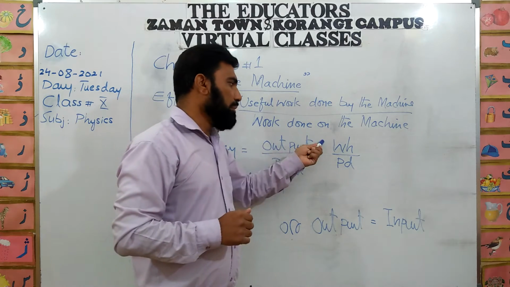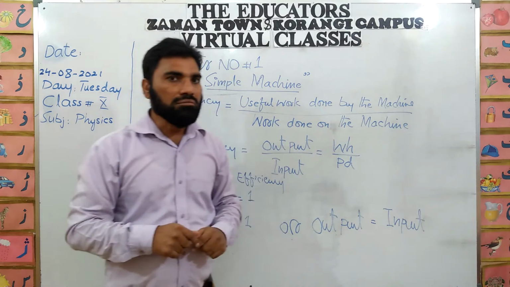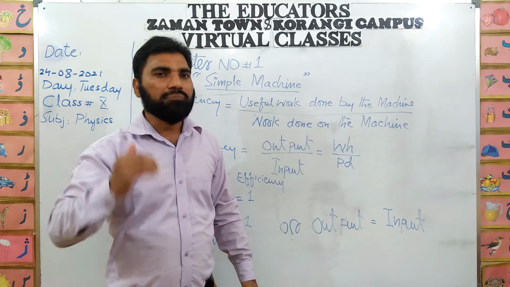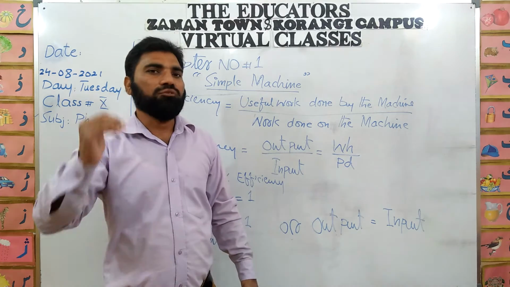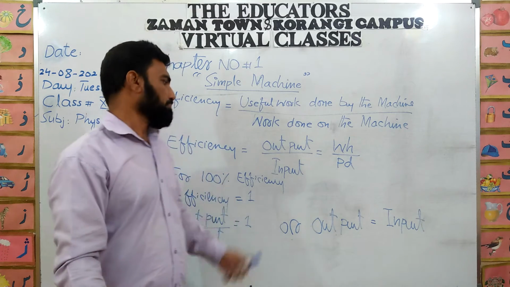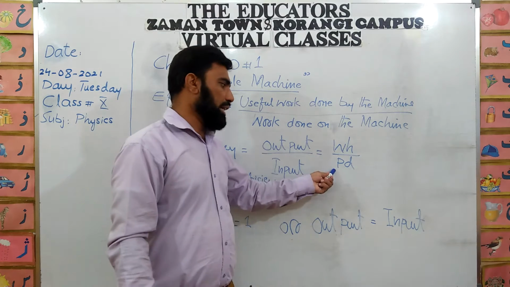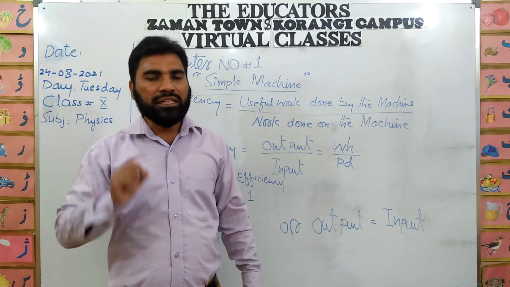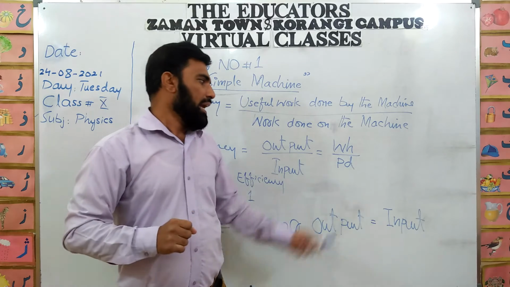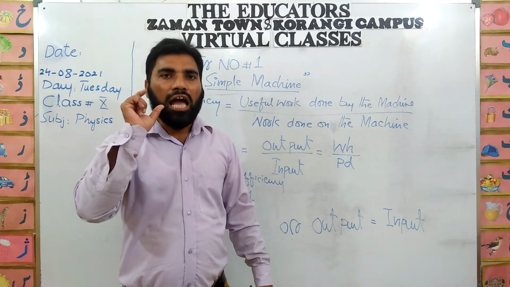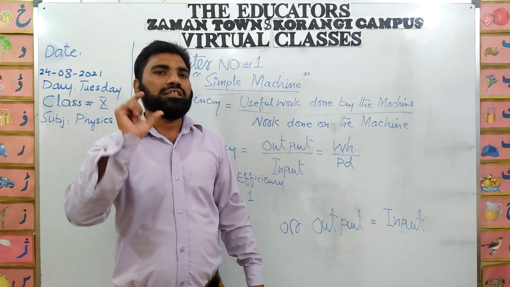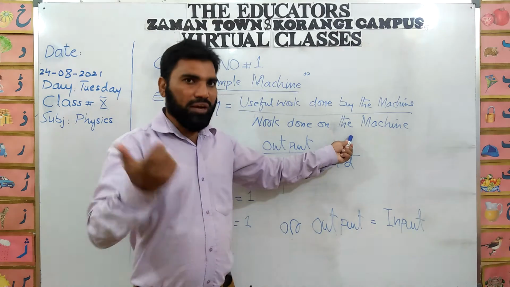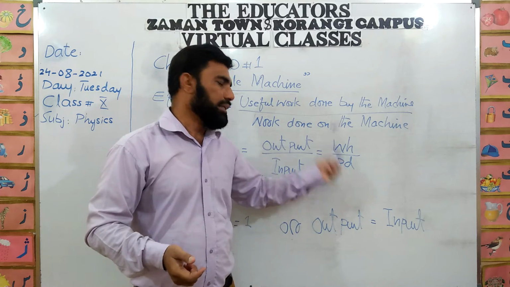The formula of output is W times H. W means the load, and H is the height, the distance the machine moves the object to lift it or overcome the resistance. Input is equal to P multiplied by D. P is the effort applied on the machine, and D is the distance covered by the machine during the application of effort. So output is W H, and input is P D.